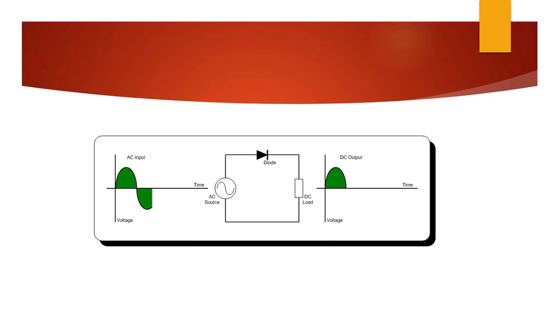Here in this animation we can see that the input is AC, which is changing with respect to time, and it is fed to the diode. At the output we get the waveform with gaps. So this was the functioning of the half wave rectifier.